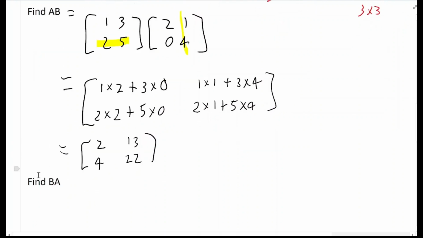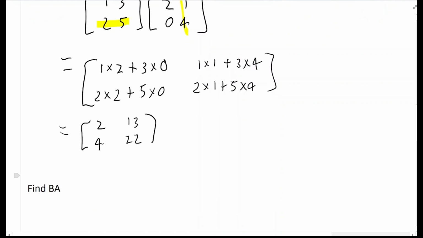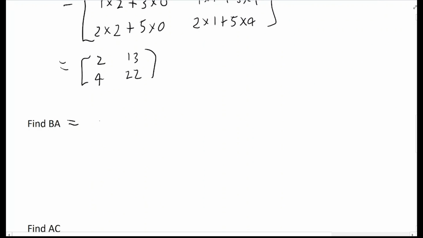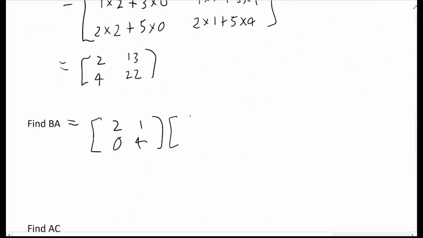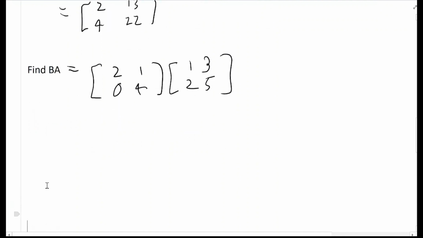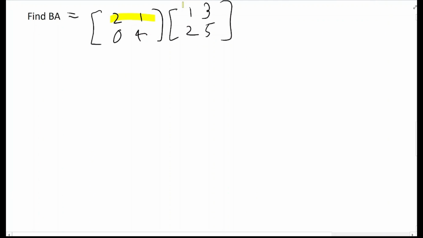Now, if matrices work like normal numbers should work, then in theory, if I do B times A, I should get the same thing. Let's check. So 2, 1, 0, 4, that's our B matrix, and I'm going to multiply it by 1, 3, 2, 5. Alrighty, so let's do this. 2 and 1 with 1 and 2. So we get 2 times 1 plus 1 times 2 as our first bit. The next one we're going to do is 2 with 3 and 1 with 5.